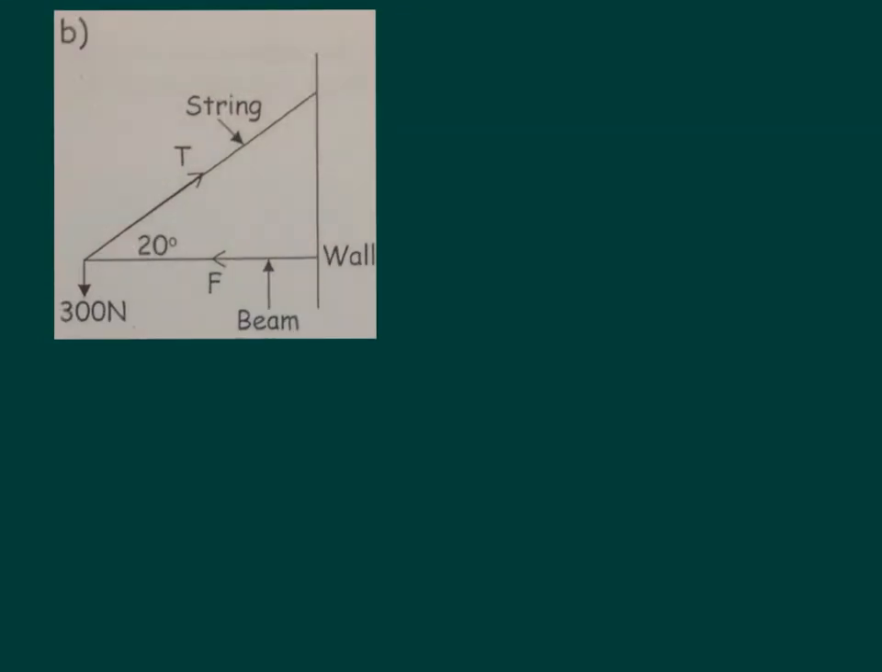Here we have a similar beam problem where there's a rigid beam like this and a cable pulling like that. 300 Newton downward force. Again, T will have a horizontal component that's being balanced by F, and it will have a vertical component that's being balanced by the 300. So T sine 20 degrees, which is the vertical bit of T here, is going to be equal to the 300. And we'll call that equation 1.